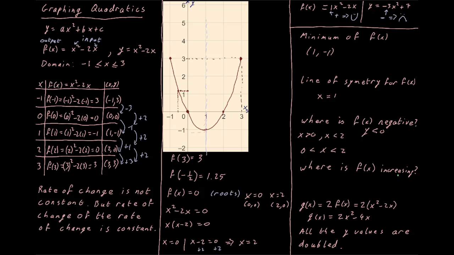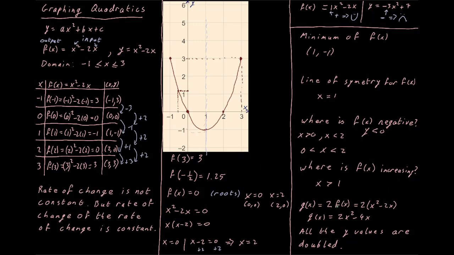Now, where is f of x increasing? Well, increasing means something is going up. It's getting bigger. So where is it getting bigger? Well, past the minimum point here, the curve is rising. Its slope or its rate of change is positive. So that means that when x is greater than 1, we are going to have the function increasing, the slope or the rate of change being positive. The curve is going upward rather than downward.